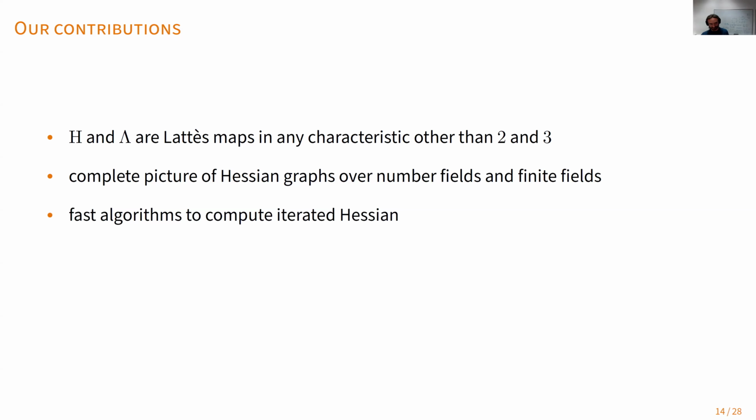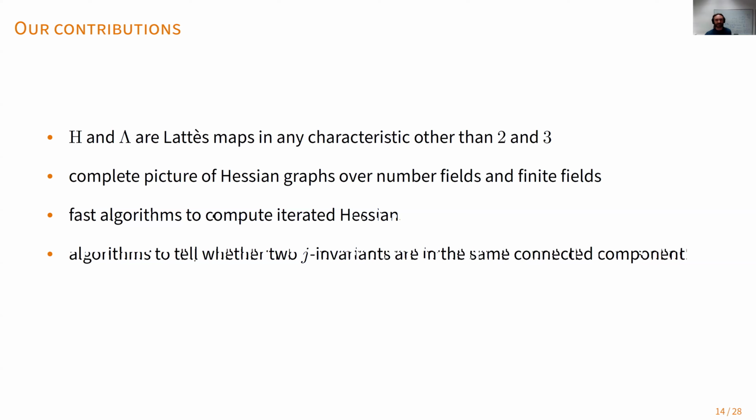And in the case of finite fields, you get some information on how easy it is to compute iterated Hessians. Because if you can show that it descends from an operation on an elliptic curve, and as we will see, this operation is kind of the square root of -3, then it's quite easy to compute iterated Hessians. And in some cases, it might even be easy to tell whether two j-invariants, for very large primes, lie in the same connected component. The next question will be, is this of any use?